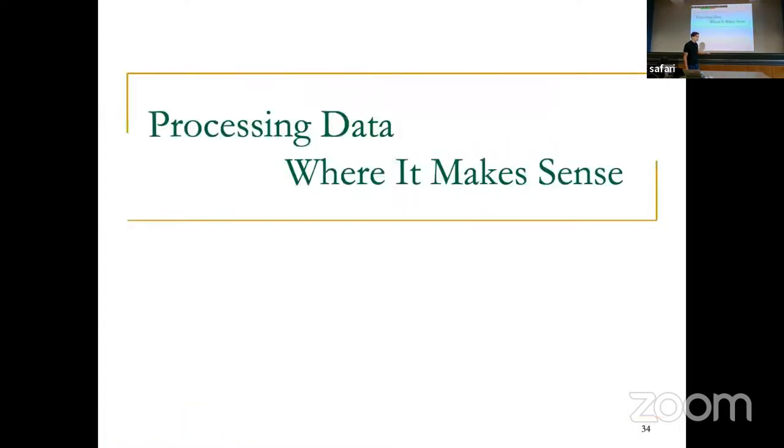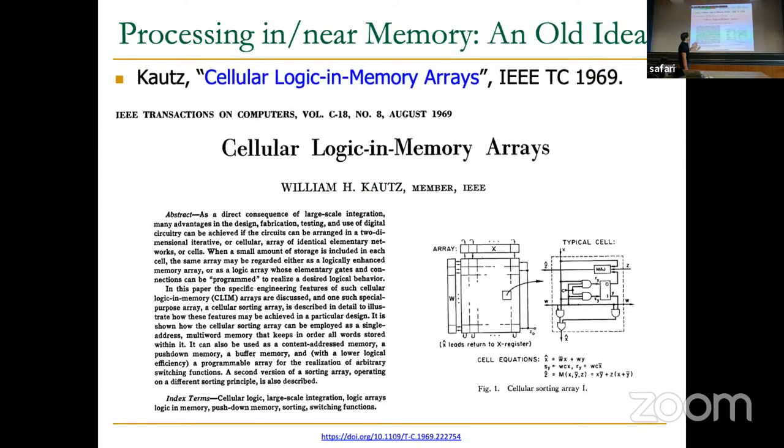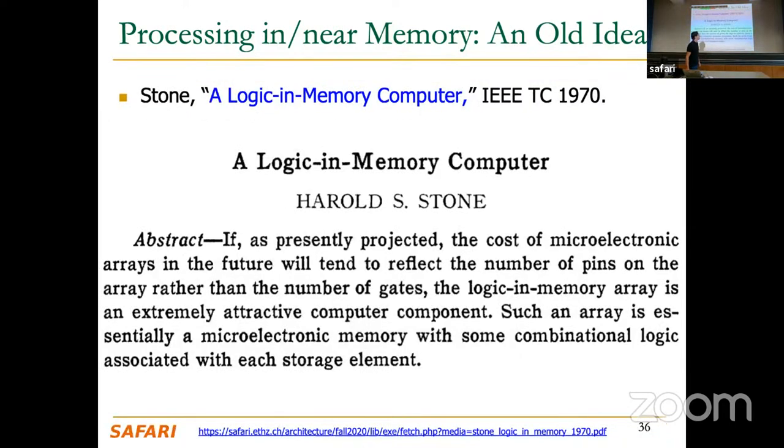Processing in memory is processing data where it makes sense, and it's not a new idea, right? Same as the von Neumann model is not a new idea. The idea of processing near the data or closer to the data has already been proposed more than 50 years ago. This is the oldest paper that I'm aware of. This is another around the same time by Harold Stone.